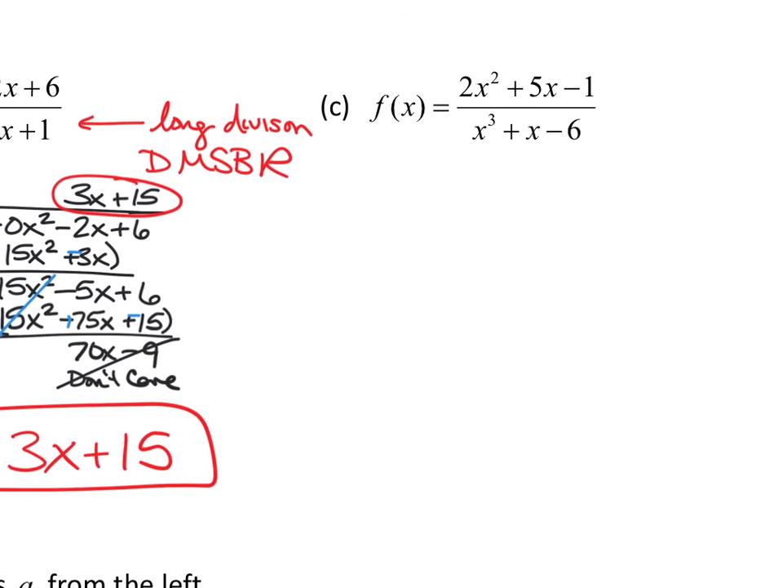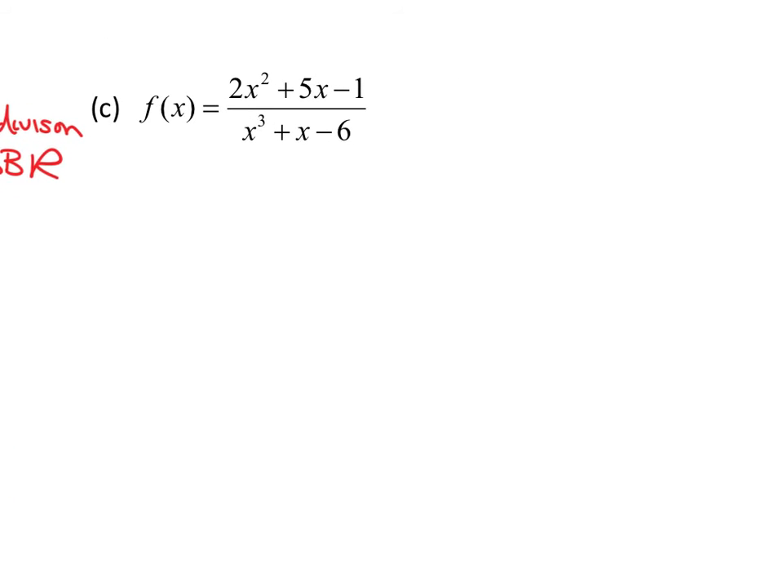And last but not least, if we look at number C here, and we try to find its slant asymptote, we're going to run into a problem. Because remember, slant asymptotes only occur when it's bigger on top by 1. This is not bigger on top by 1. In fact, this is bigger on bottom. So it's going to have a horizontal asymptote at y equals 0, but it's not going to have any slant asymptote.